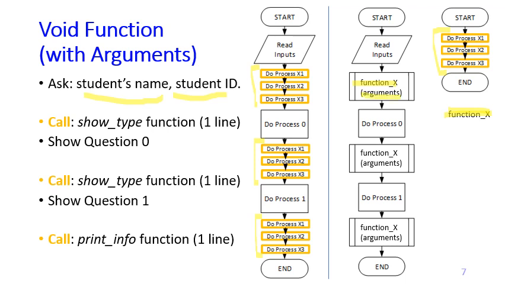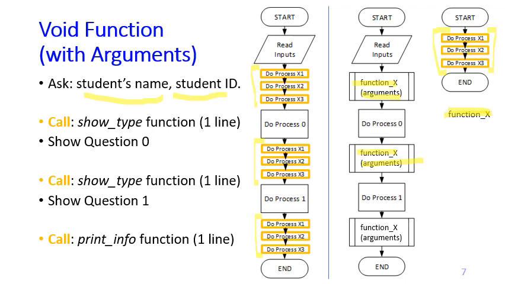Arguments are like a piece of information that we need to pass into the function. Otherwise, inside the function here, they don't know what the student's name is, what the student's ID number is, if we never send the information into that process. Okay, so the difference here is that instead of just calling the function x like before, we also need to pass or send the arguments.